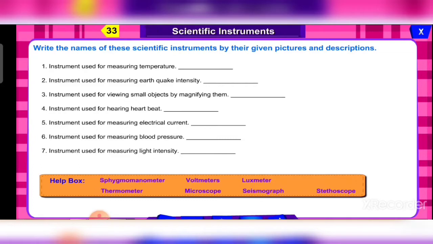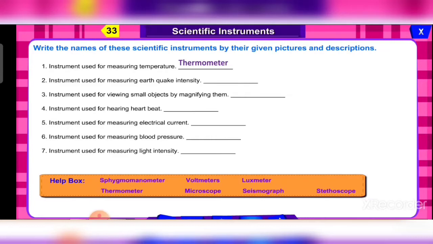So scientists use special tools to do their work. They gather data or information as they seek to learn about the world in order to solve problems. So today we are going to learn about some scientific instruments. So number 1, instrument used for measuring temperature. So kids, what is the answer? Yes, it's a thermometer, and doctors use thermometers to check your body temperature.